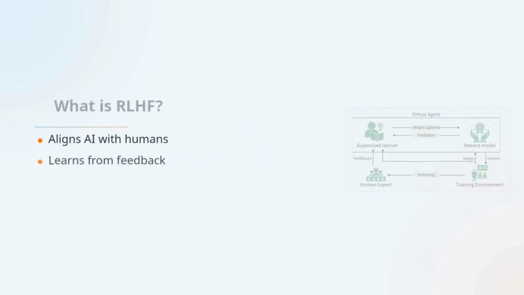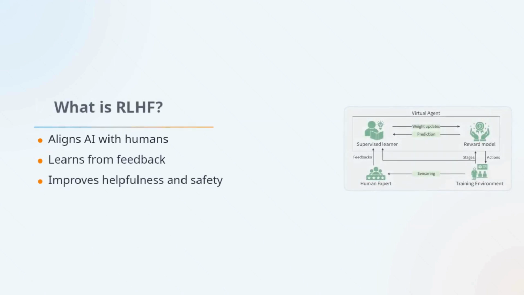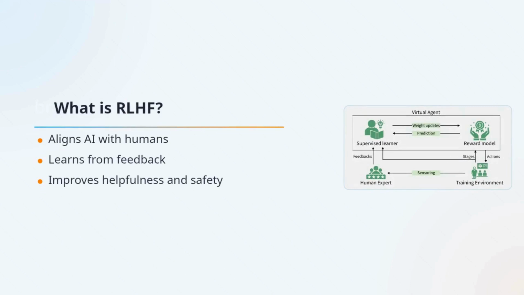RLHF stands for Reinforcement Learning from Human Feedback. It is a training approach used to align machine learning models, especially large language models, with human preferences and values. Instead of depending only on fixed rules or labeled data, the model also learns from human ratings, rankings, and evaluations. The main goal is to make AI outputs not just accurate, but also helpful, safe, and closer to human intent.